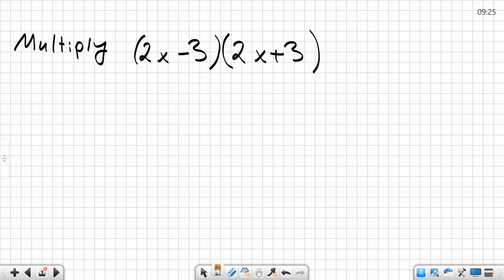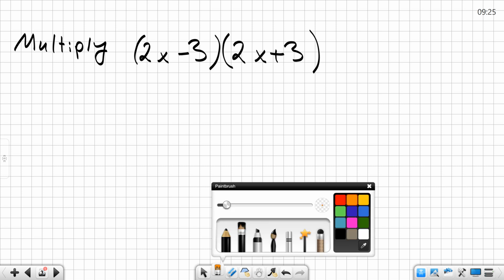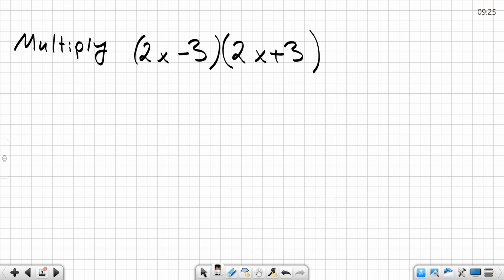Before we actually do this, let's just one more time, so that the process is clear, multiply something out. Let's multiply 2x minus 3 with 2x plus 3. I can use my foiling method.